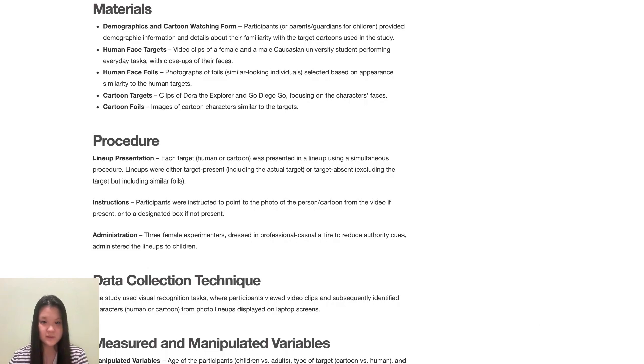Counterbalancing. Simultaneous procedure. Okay, do you know what simultaneous procedure is?